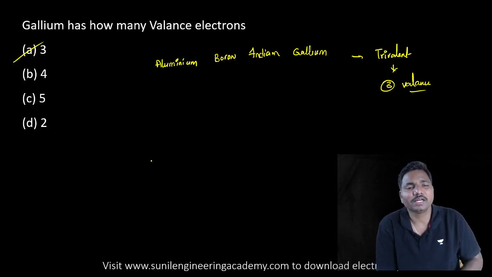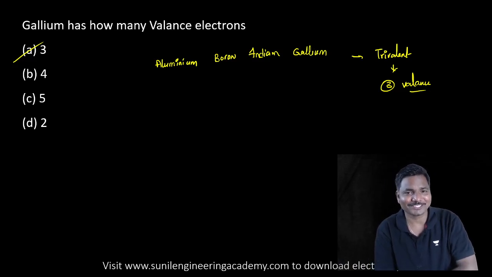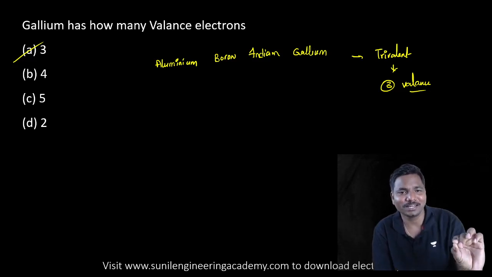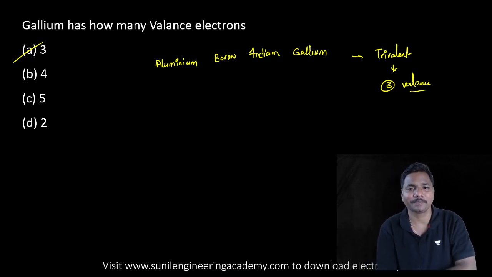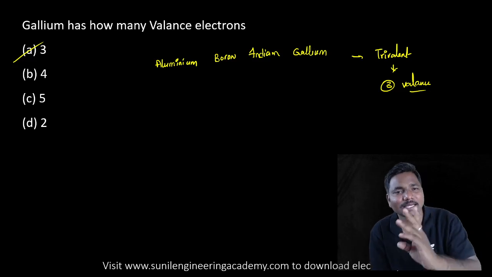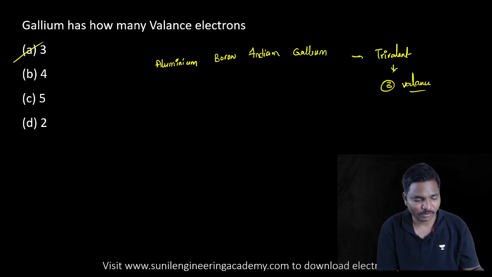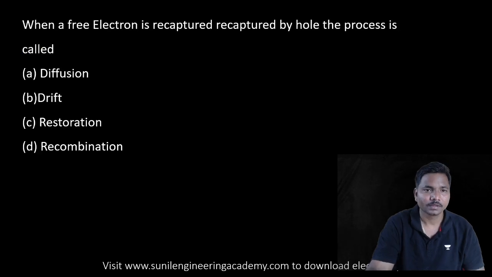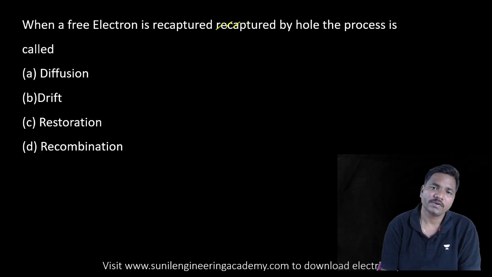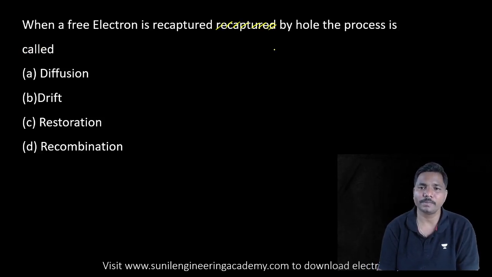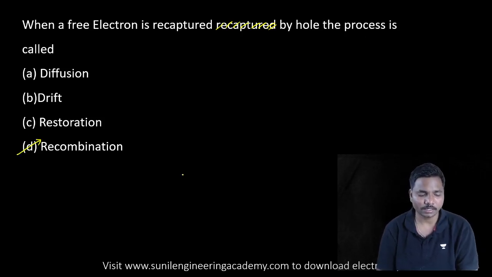So no need of atomic number, no need of electronic configuration and all that. Whenever they ask how many valence electrons for aluminium, boron, indium, gallium, simply use trivalent. In the same way, for bismuth, arsenic, antimony, phosphorus, you can use 5 valence electrons. Coming to the next one: when a free electron is recaptured by a hole, that process is called recombination.